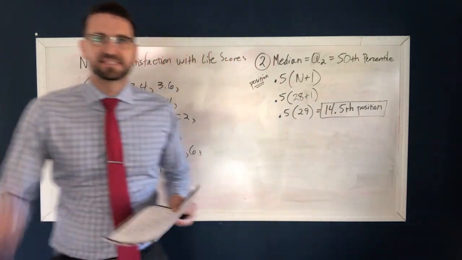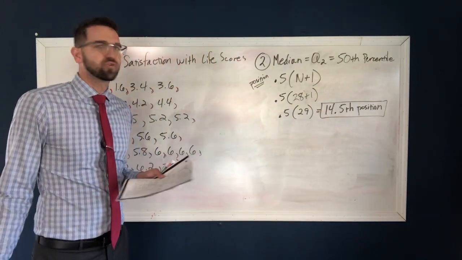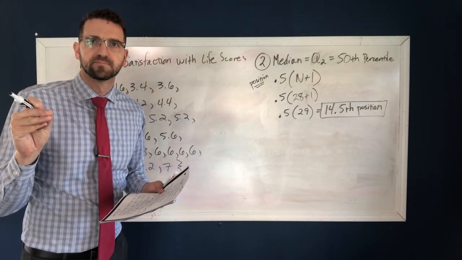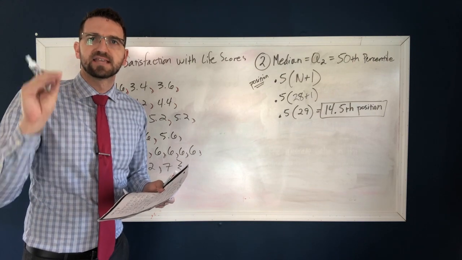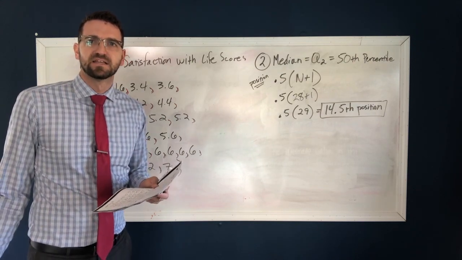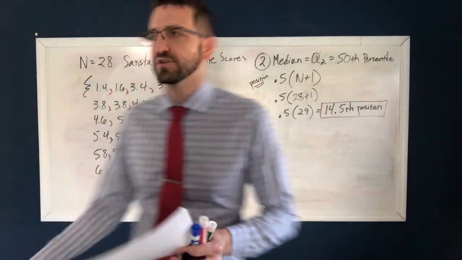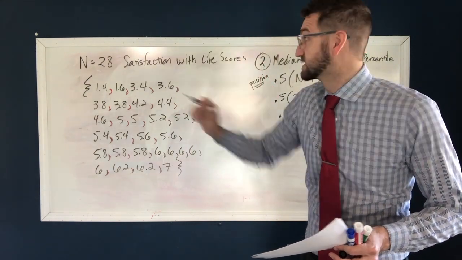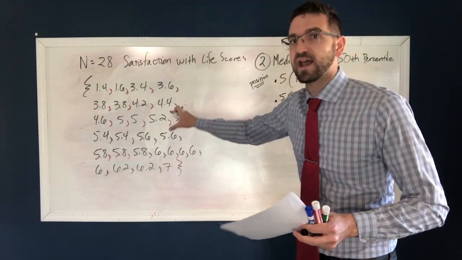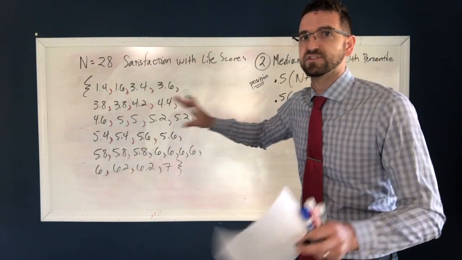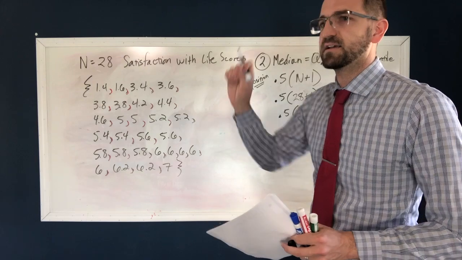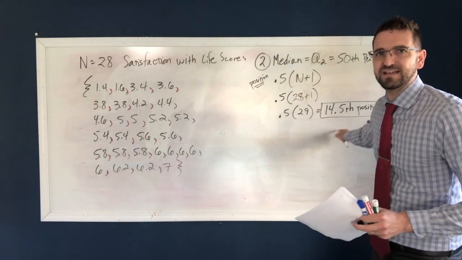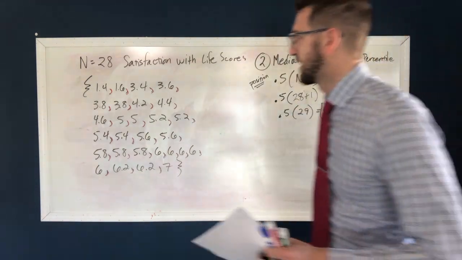So this is important, so listen well, okay? This equation gives you the position of the median, okay? It doesn't tell you what the actual median is. So in order to determine the median, you have to do what I did here. You have to first order your data from smallest to largest. We wouldn't have to do it in this video because that would be tedious. So order your data from smallest to largest and then count. Find the 14.5th position. So how do we do that?